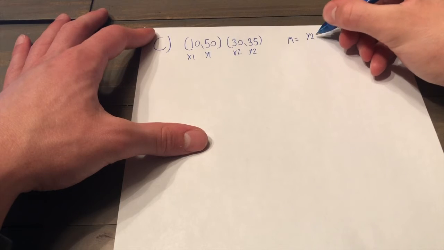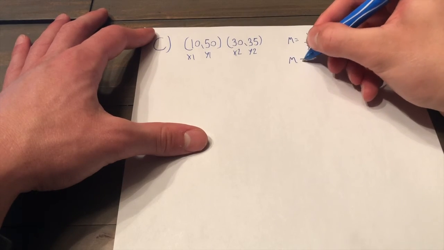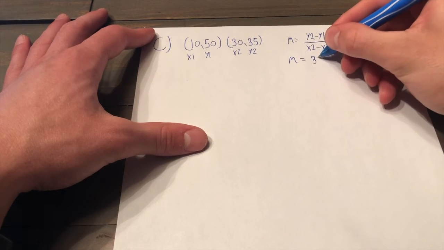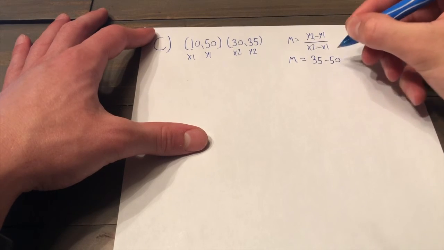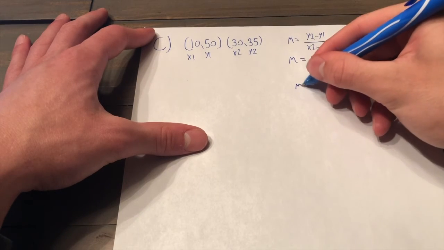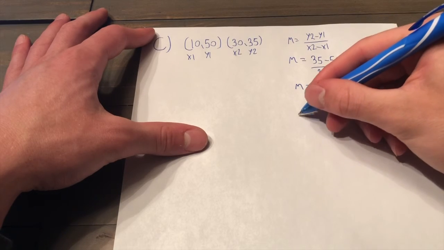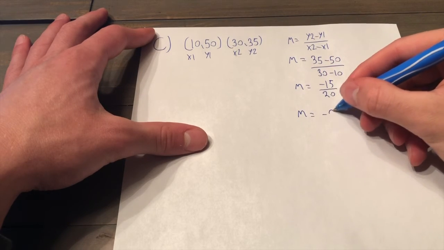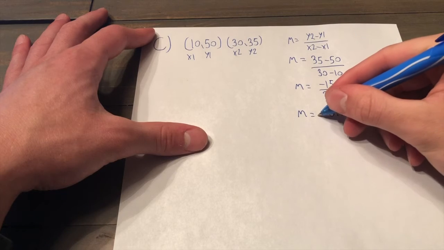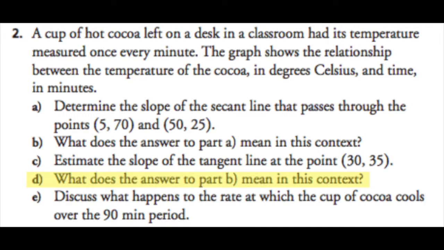So we can now sub these points into our slope formula, which is m equals y2 minus y1 over x2 minus x1. So it will come out to 35 minus 50 over 30 minus 10, which is going to equal negative 15 over 20. So m is going to be approximately, which is why the dot is there, negative 0.75.